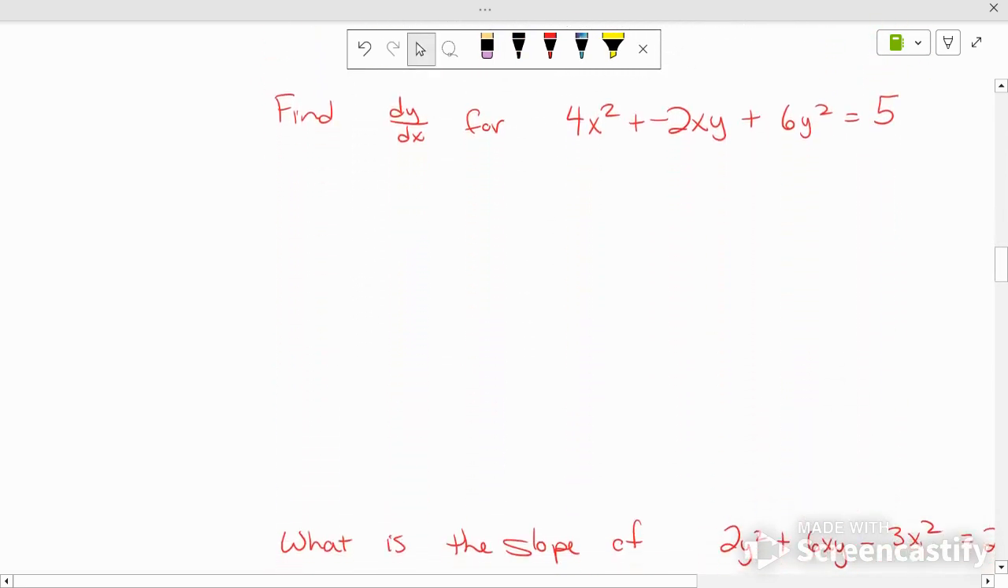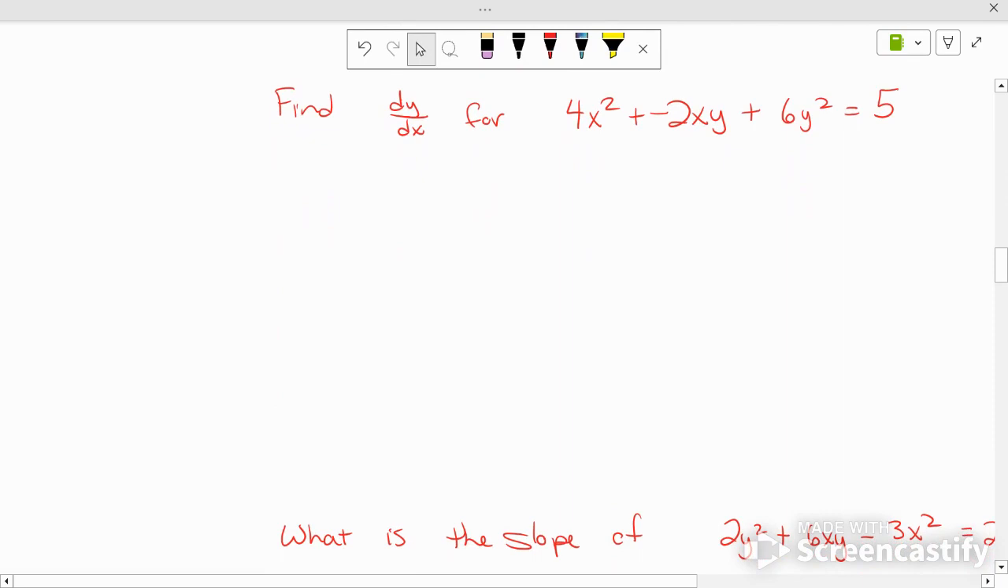Okay, implicit differentiation. Okay, we've been getting pretty good at this. We've been hit with quite a few of these problems now. Implicit, first step. 8x, simple as that.